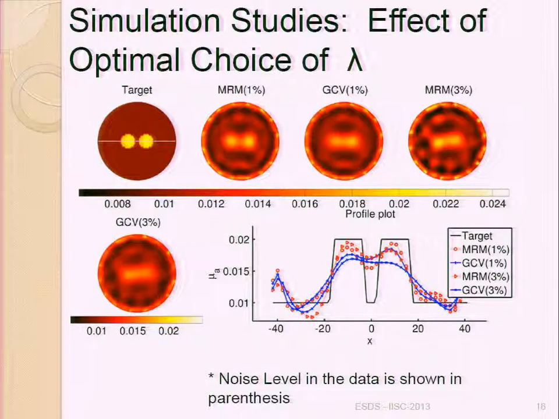This is one of the results. See here in the target, you can see the two anomalies are placed very close, with just 5 mm separation, and symmetrically placed around the origin, where the sensitivity of DOT is very low. The results are compared with the GCV, and the numbers in parentheses are the noise added in the simulated experiment. The MRM performs better than GCV, which is clear from the profile plot also. Even with increased noise, this MRM-based regularization is performing better than the GCV.